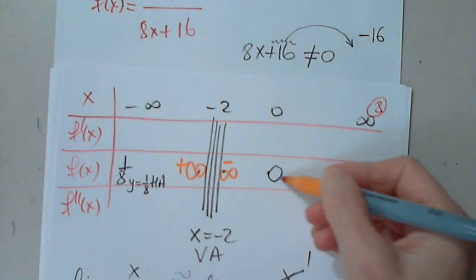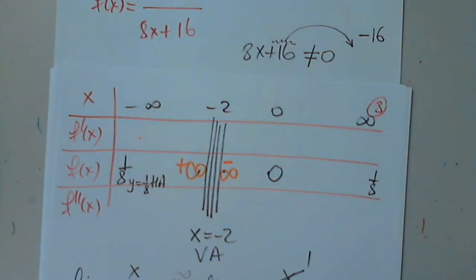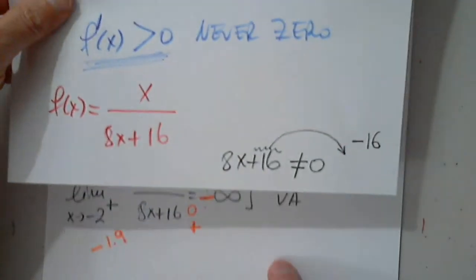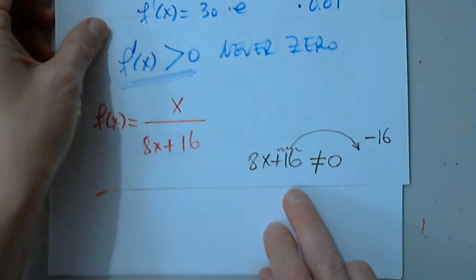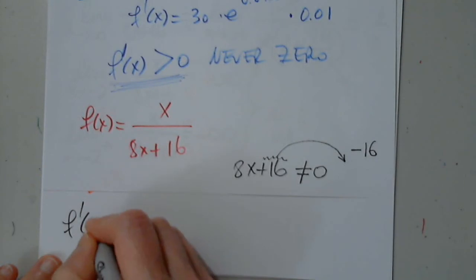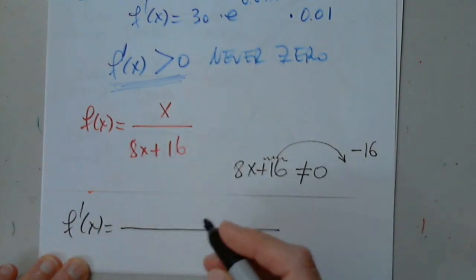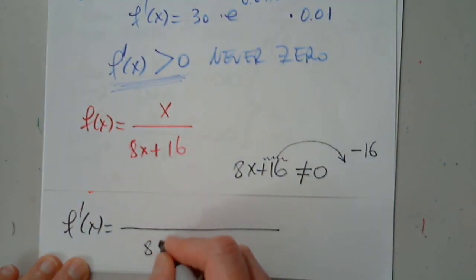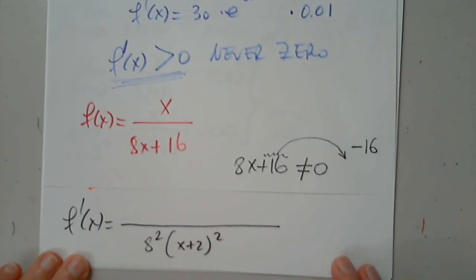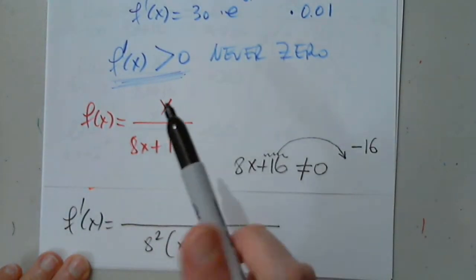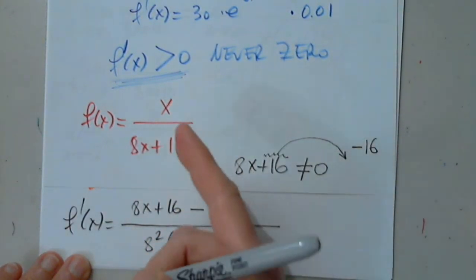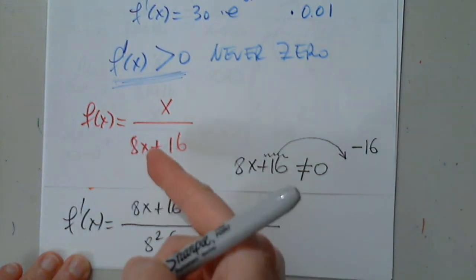We finished with the function. Now we are going to talk about the derivative. So let's do that. So I'm going to find f prime. I'm going to factor out 8 here. 8 squared and x plus 2 squared. The top prime, 1, times 8x plus 16, minus the top times the denominator prime.